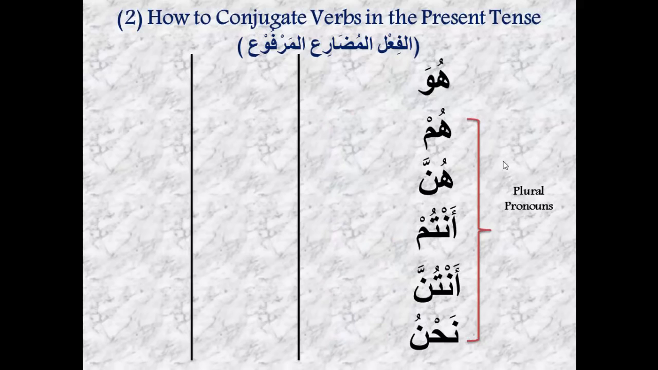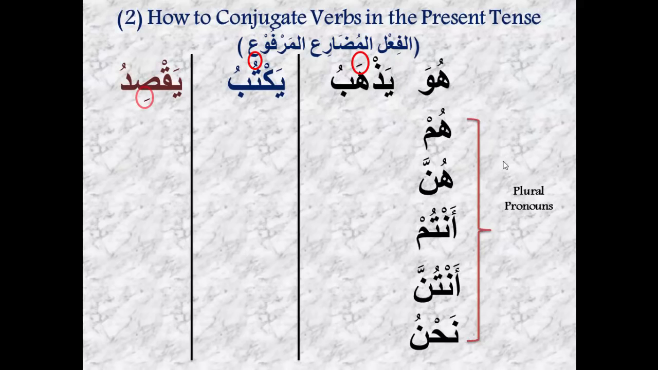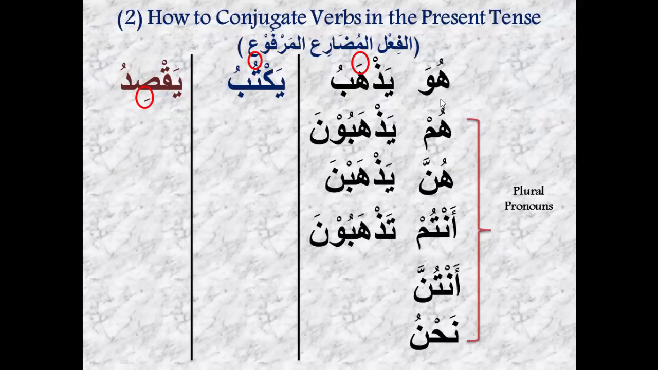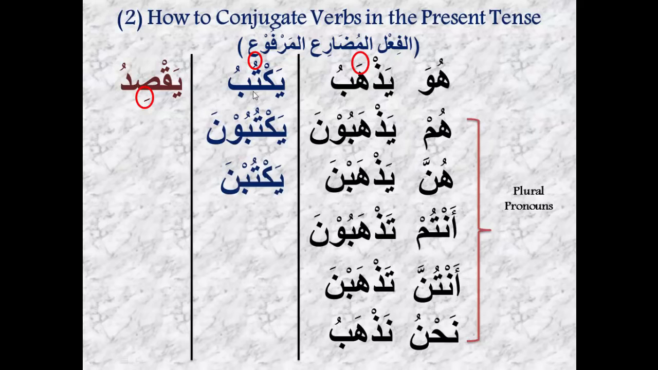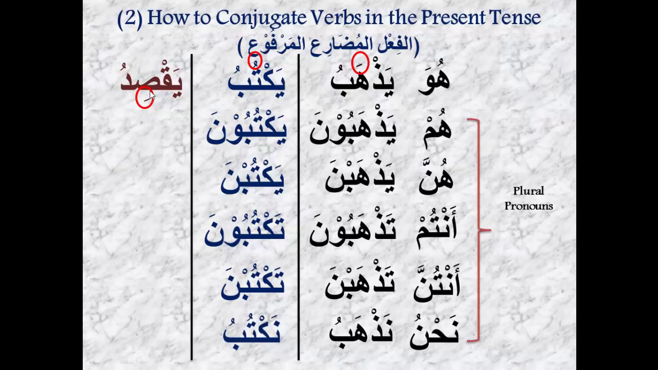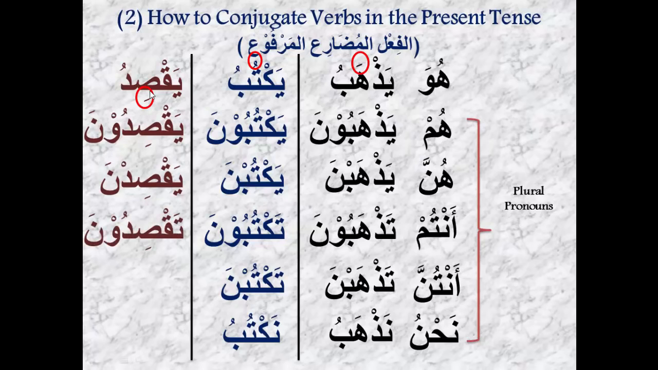On to some examples. We'll be using the same verbs: يذهب, يكتب, and يقصد. So for hum, remember we've added una to the end. هو يذهب, هم يذهبون, هن يذهبن, أنتم تذهبون, أنتن تذهبن, نحن نذهب. Again, notice the middle vowel, fatha, is the same on top of the ha, all the way through. Verb yaktubu, we have hum yaktubuna, hunna yaktubna, antum taktubuna, antunna taktubna, nahnu naktubu. And then the final verb, yaqsid, hum yaqsiduna, hunna yaqsidna, antum taqsiduna, أنتن تقصدن, نحن نقصد.